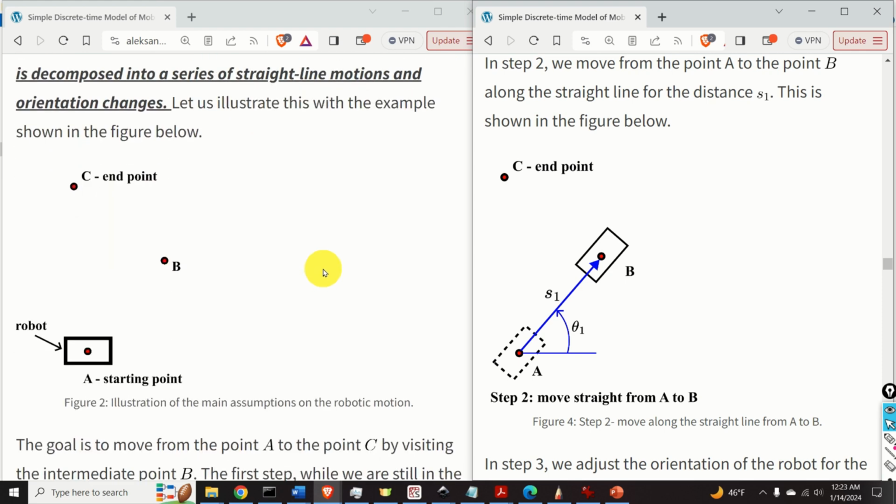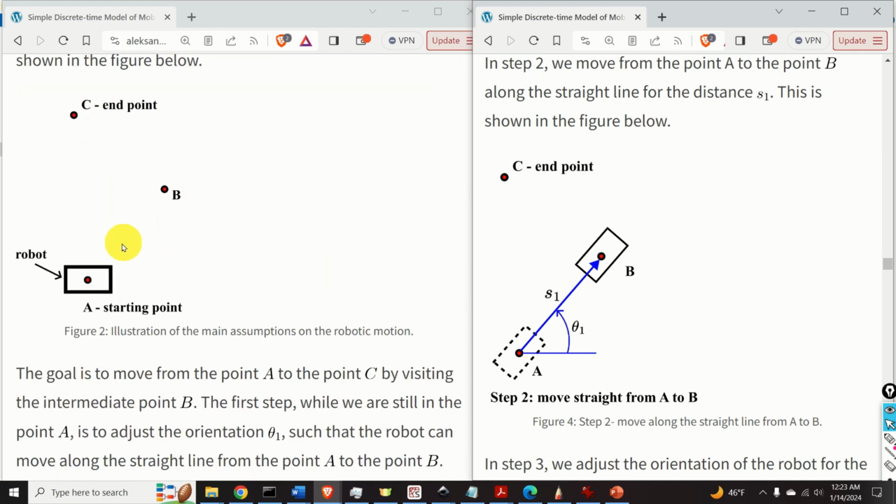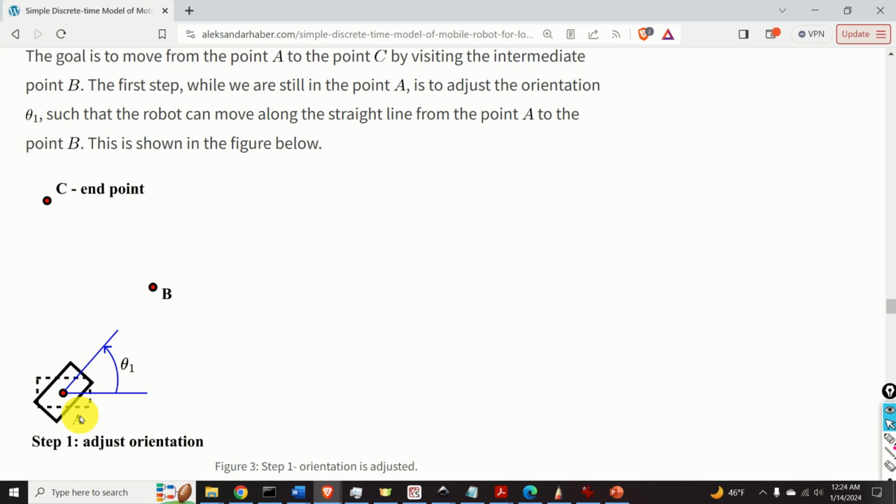Here is the example. The goal over here is to move the robot from the point A to the point C by visiting the intermediate point B. The first step, while we are still in the point A, is to adjust the orientation θ1 such that the robot can move along the straight line from the point A to the point B. Here's how we adjust the orientation. We adjust the orientation in the point A such that the robot will move along the straight line from the point A to the point B.